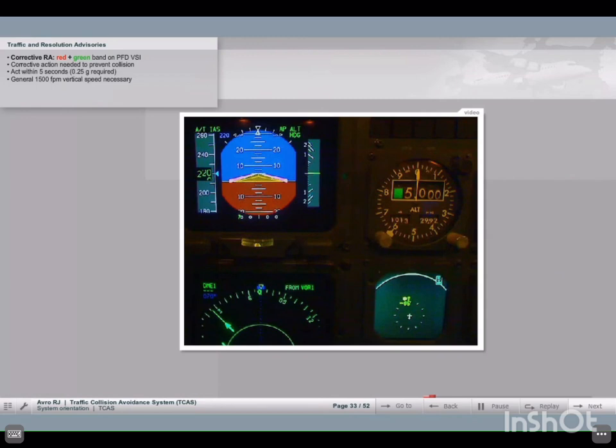A corrective RA is depicted as a red and green band on the VSI scale. Corrective action must be made to move the needle out of the red into the green band to minimize the risk of collision. You must react within 5 seconds. A vertical speed of 1,500 feet per minute is generally required, and the vertical acceleration for this maneuver is 0.25 Gs.